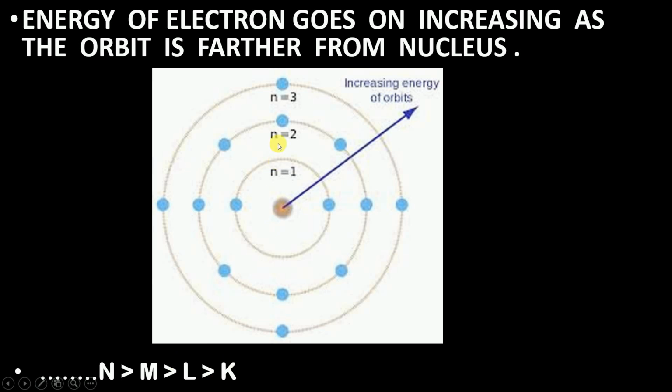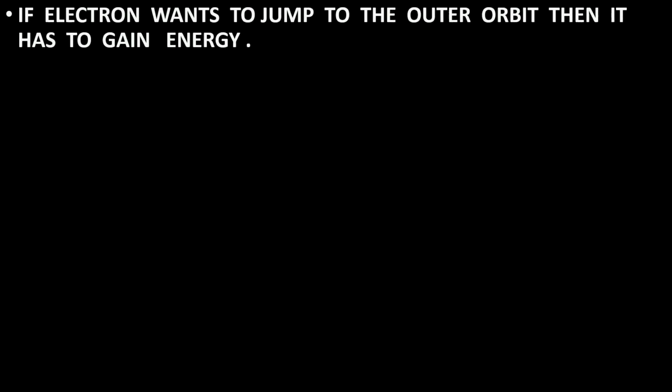Similarly, if you compare the L orbit and the M orbit, what you get to know is that the electrons in the M orbit will have greater energy as compared to the electrons in the L orbit. So guys, I hope this point is clear for you all. So now, on the basis of different energies, he said that if an electron wants to jump to the outer orbit, then it has to gain energy.